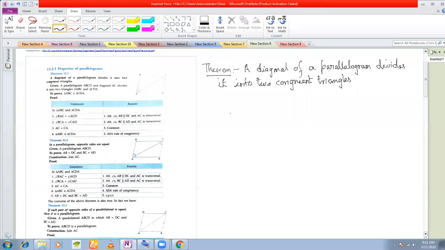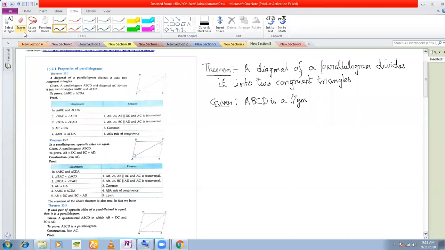Now, whenever you are doing the proof of such properties, it is customary to always write what is given and what you need to prove. So first we will see what is given here. You read the statement and then see what is given. Diagonal of a parallelogram. So ABCD is a parallelogram. Given here, ABCD is a parallelogram. That is the only thing that is given.